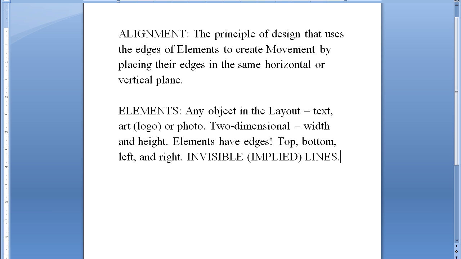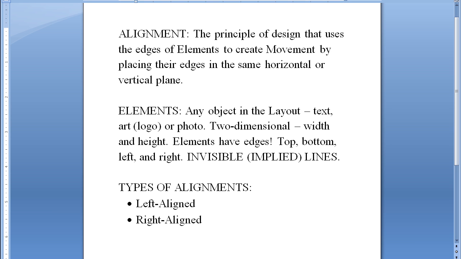Now, those edges, whether they are real or invisible and implied, can line up with the edges of other elements. And how they line up indicates their type of alignment. And just like the edges themselves, we have types of alignment. Left aligned, right aligned, centered.